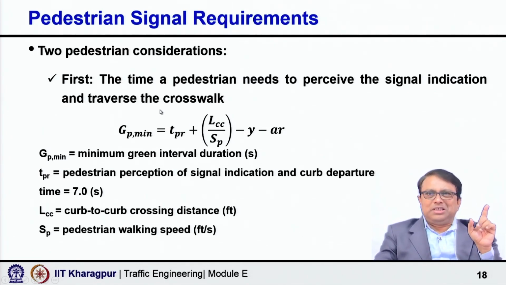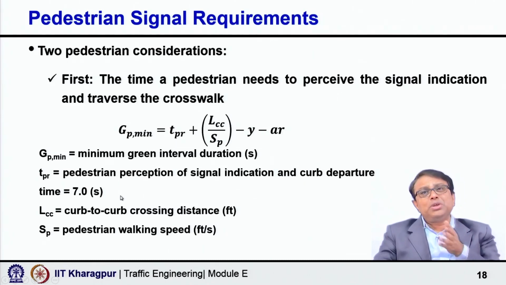That is one criterion. So, GP min includes TPR, the perception reaction time, as we normally use for vehicular traffic. For pedestrian traffic also there is a perception reaction. So, pedestrian perception of signal indication and car departure time is taken as 7 seconds as per Highway Capacity Manual 2016. Of course, this value could be lower or higher depending on the context, the type of pedestrian and other conditions.